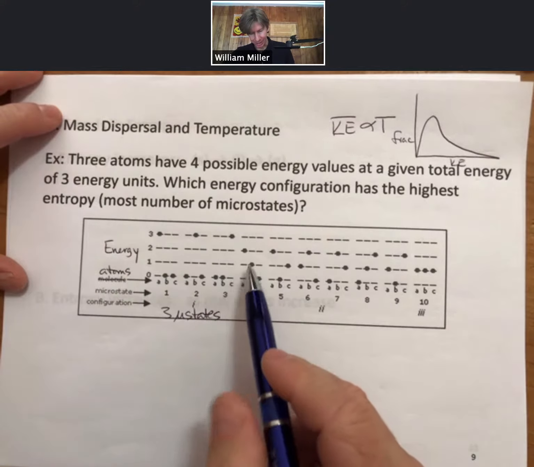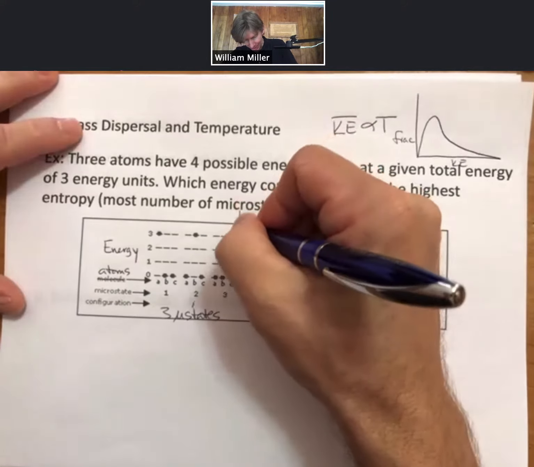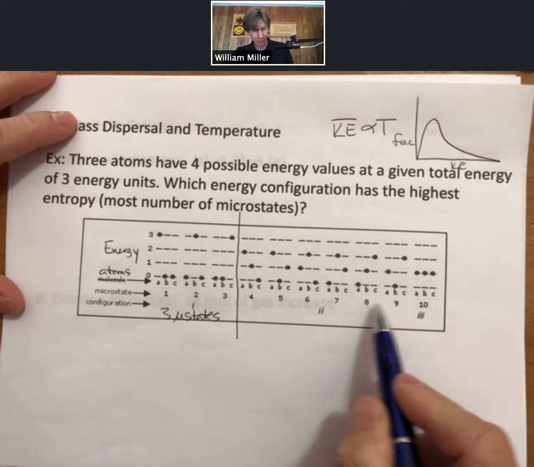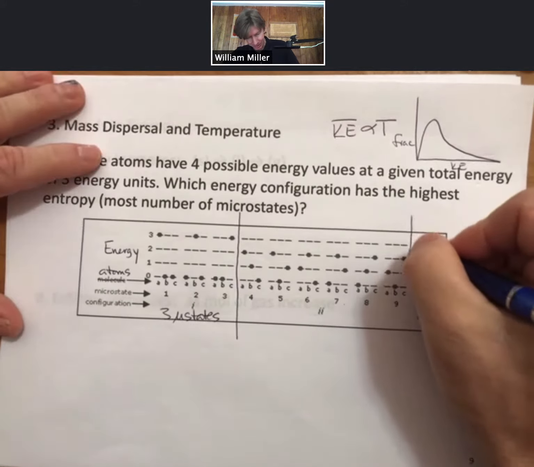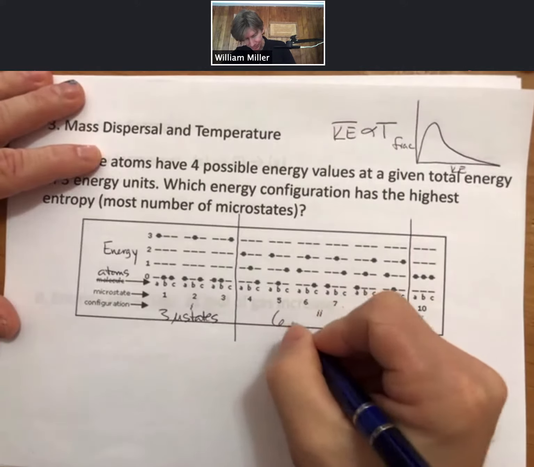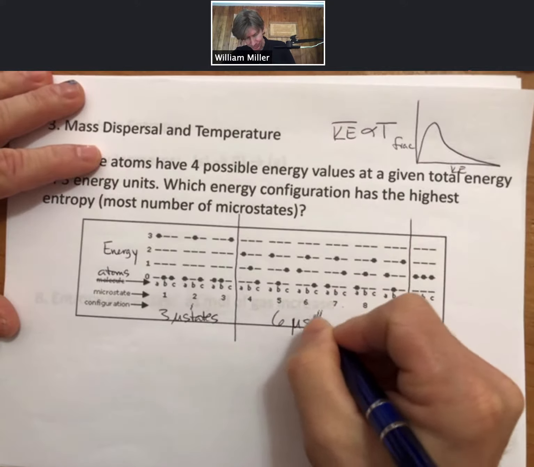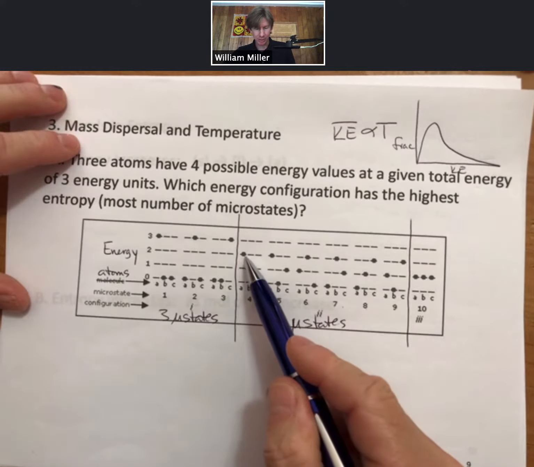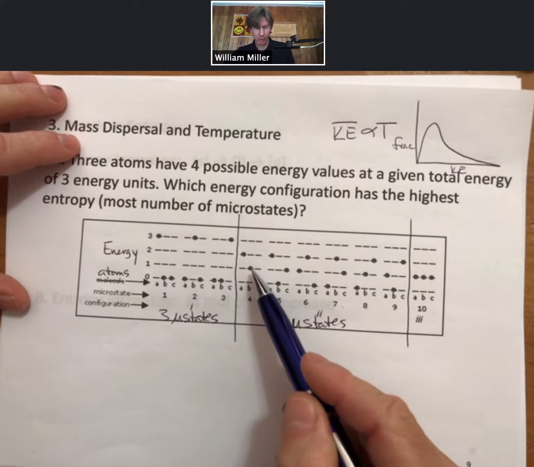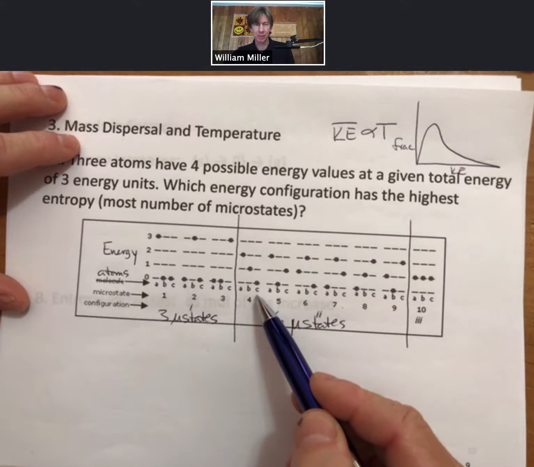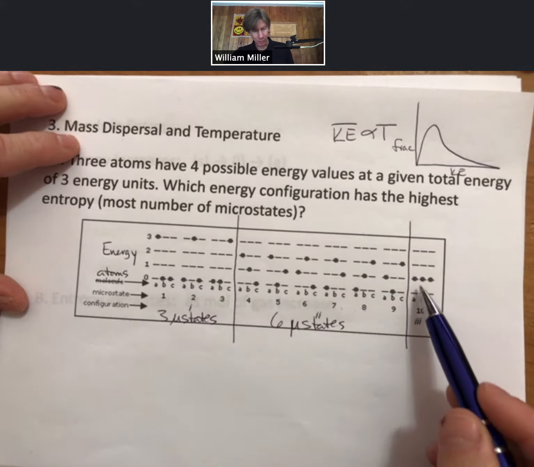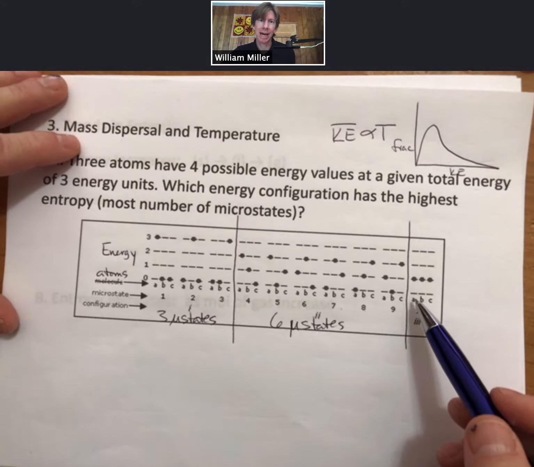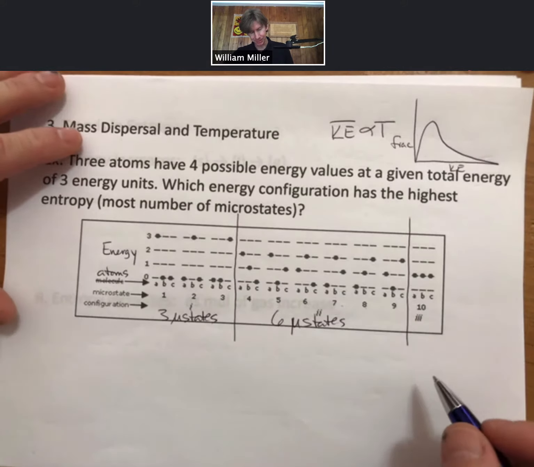Then, so we'll draw a line here, then we have 1, 2, 3, 4, 5, 6 microstates in which one of the particles has 2 energy units, one of them has 1, and the other has 0. And then we have 1 microstate when each of the particles, each of the atoms, has 1 energy unit.